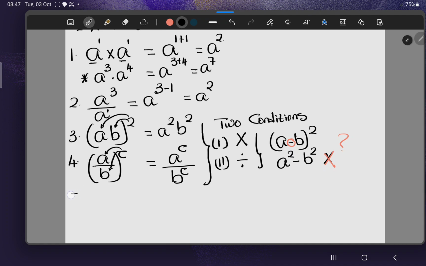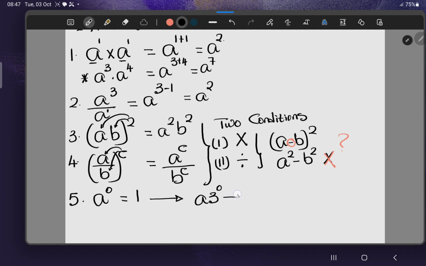Then law number 5. Anything to the power of 0, it's 1. Anything to the power of 0, make sure that you write 1. For an example, if you have something like a 3 to the power of 0, for an example.